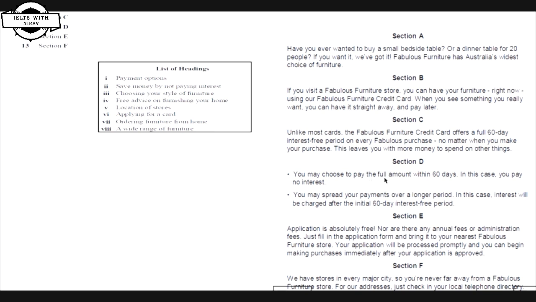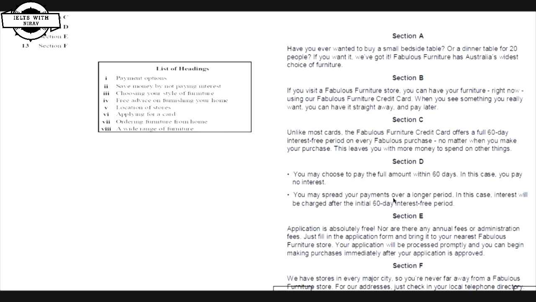You may choose to pay the full amount within 60 days. In this case, you pay no interest. So here in the first 2 lines I didn't get my answer. So now I will try to find the answer with the help of some synonyms. Here the synonyms are interest and 60 days, but I didn't find any correlative words in the headings. So the last and the golden tip is: read the full paragraph.